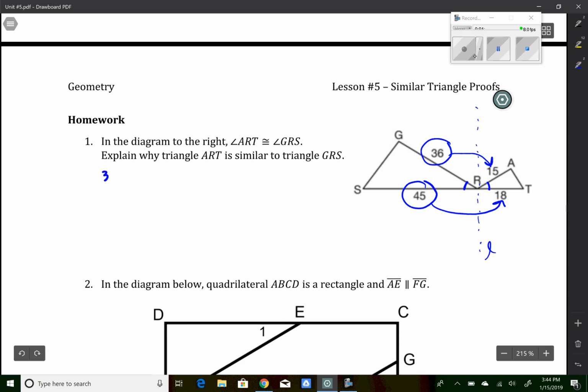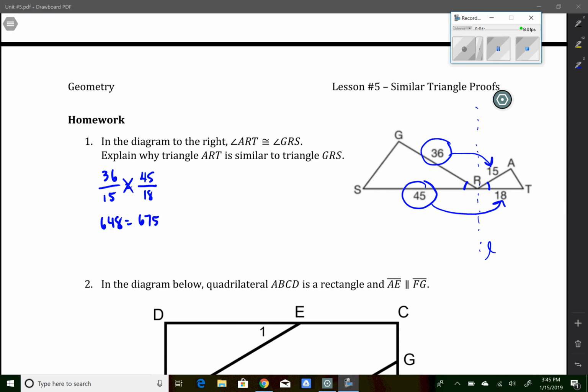So I have to say 36 becomes 15, and we want to see if that's equal to the ratio between 45 and 18. So if we do a quick cross multiplication here, let me just grab my calculator so we don't make any mistakes. If we do 36 times 18, we get 648. And if we do 15 times 45, we get 675.